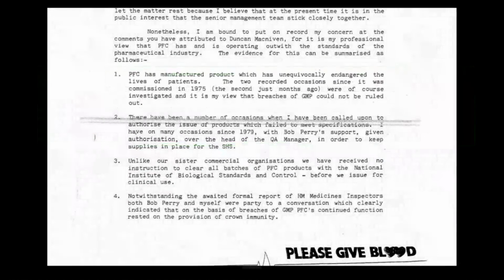products produced at the PFC had led to the transmission. I think what is said is intended here of HIV to patients. His view is that breaches of good manufacturing practice could not be ruled out. Yes, that's right. And this, I'm really just alighting on a handful of documents here which show particularly strong expressions of view by Professor Cash.